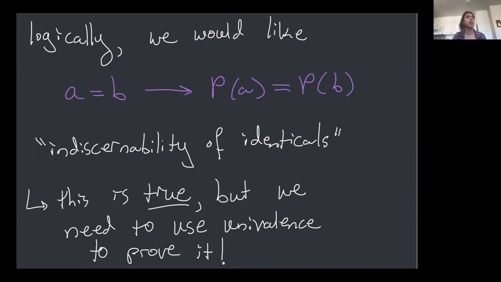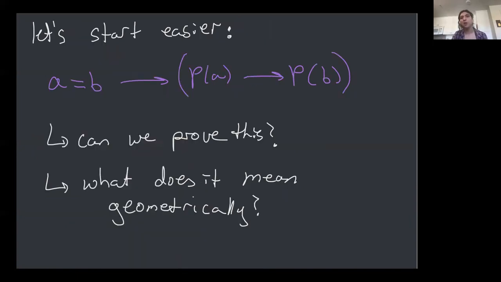It's consistent with the negation of univalence that you can have two things which are extensionally equal. So they look the same, they're equivalent, but they're actually different. So they're provably not equal inside types. But of course, univalence squashes all of those pathologies. Okay, so let's start easier.